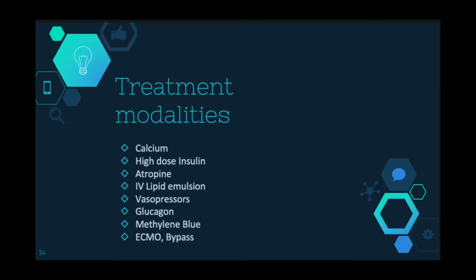So these are modalities. The calcium, which we saw they gave, high dose insulin, which I'll talk about, atropine, sure, you could try that and see if it helps. It kind of has a ceiling where you can only give about 4 milligrams in total. And I don't know how much it truly helps with these overdoses. And then you can do IV lipid emulsion, vasopressors, obviously, are going to be your friend for these people. Glucagon, methylene blue, and then the endpoints for these would be ECMO or cardiac bypass.